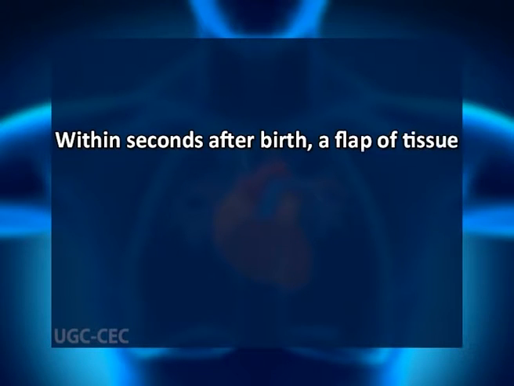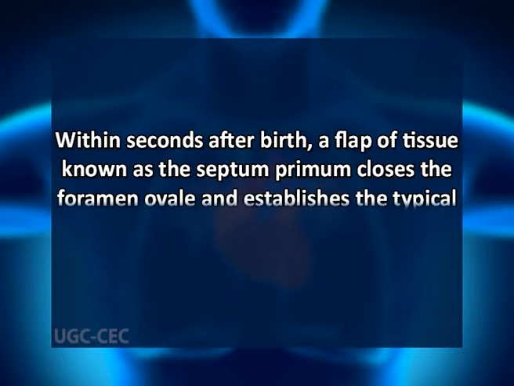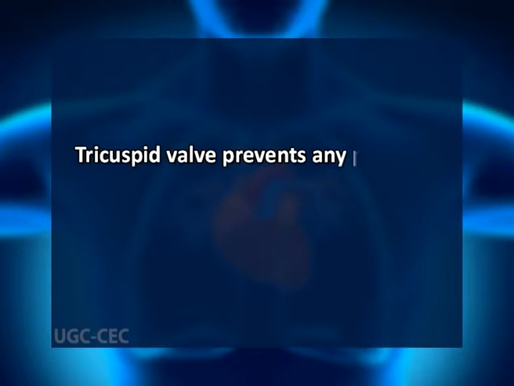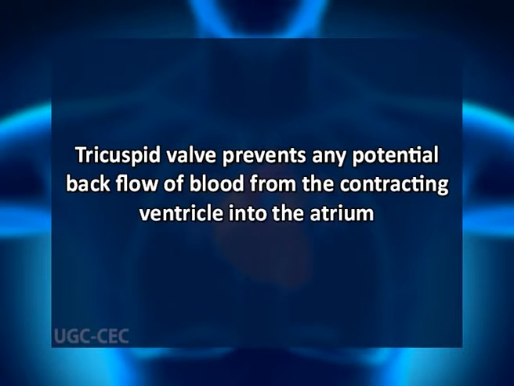Within seconds after birth, a flap of tissue known as septum primum closes the foramen ovale and establishes the typical cardiac circulation pattern. The right atrium is connected to the right ventricle by the tricuspid valve. When the myocardium of the ventricle contracts, pressure within the ventricular chamber rises. The tricuspid valve prevents any potential backflow of blood from the contracting ventricle into the atrium.